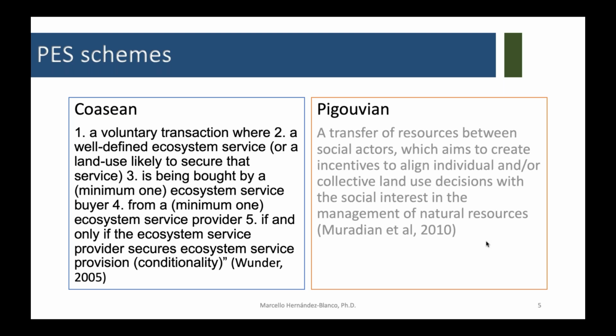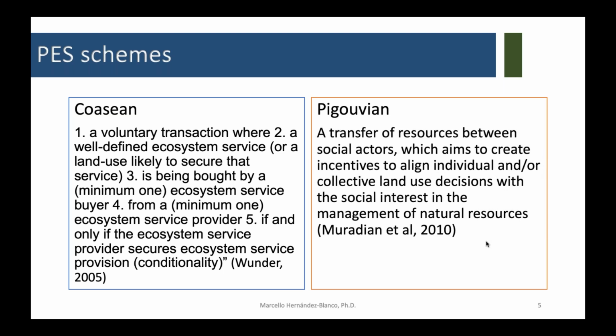The Pigovian approach, many authors have also defined, and one definition that I like is from Muradian. It's where you have a transfer of resources between social actors, so it's broader than the one I just mentioned, which aims to create incentives to align individual and or collective land use decisions with the social interest in the management of natural resources. So here there's more space for different kinds of schemes, and not only that direct transaction between two parties.